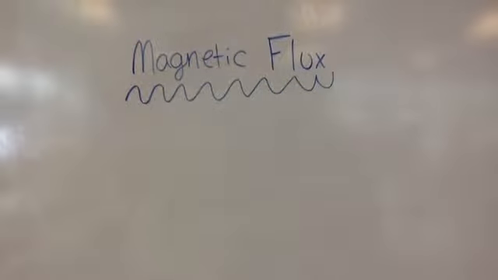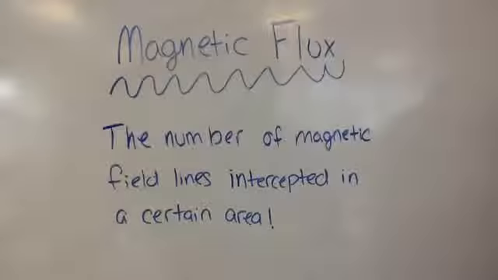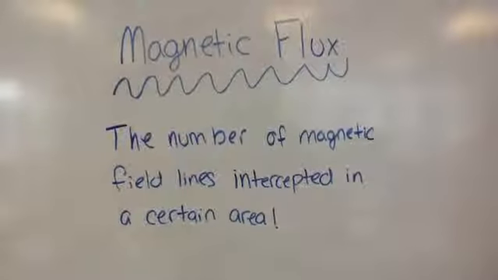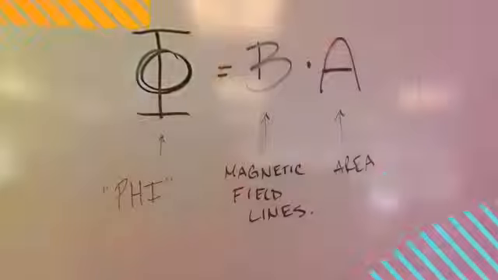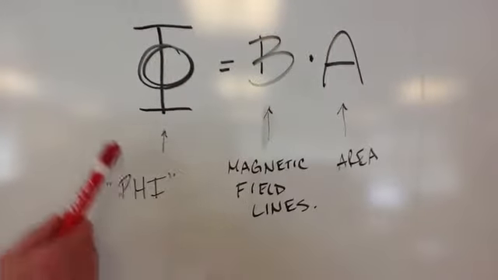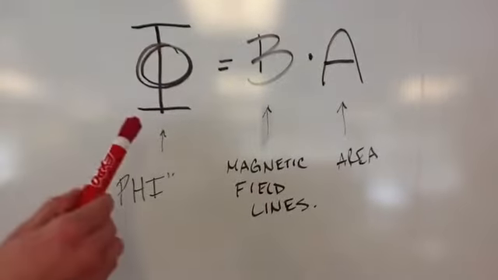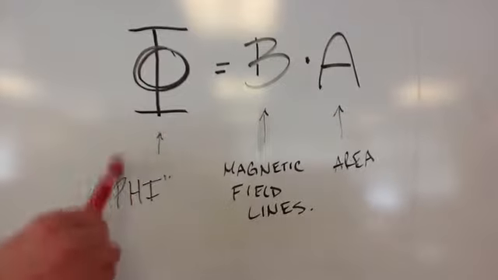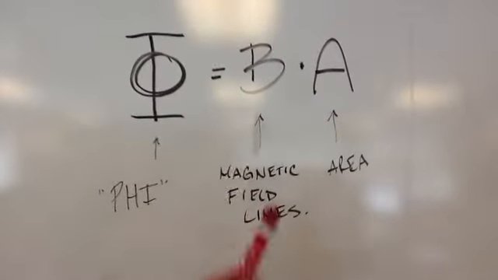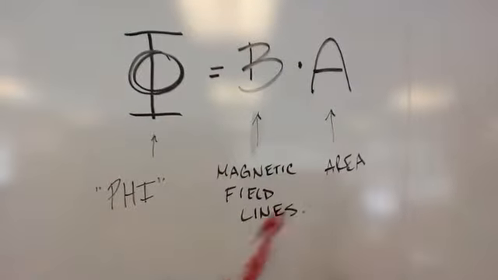Magnetic flux. What is it? It is the number of magnetic field lines intercepted in a certain area. This is the magnetic flux equation. Magnetic flux is symbolized by this phi symbol, and it is literally the magnetic field lines times the area.